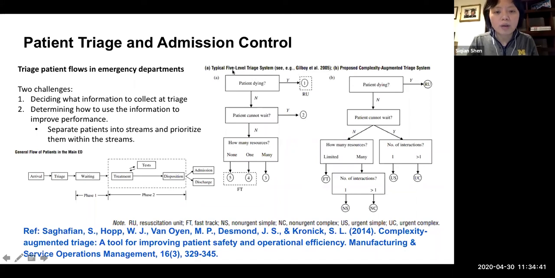So originally there was a popular paper in 2005 talking about how we should use this typical 5-level triage system. The authors in this paper propose a new way to design the triage and use a lot of test instance real data to show that it's more effective.